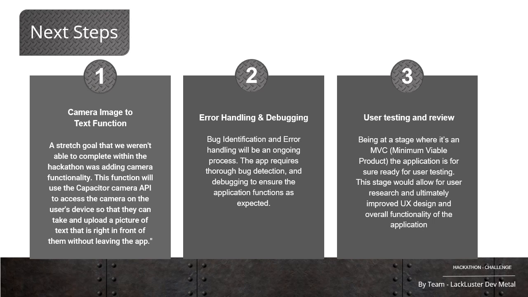Error handling and debugging. Bug identification and error handling will be an ongoing process. The app requires thorough bug detection and debugging to ensure the application functions as expected. User testing and review. Being at a stage where it's an MVP, the application is for sure ready for user testing. This stage would allow for user research and ultimately improved UX design and overall functionality of the application.